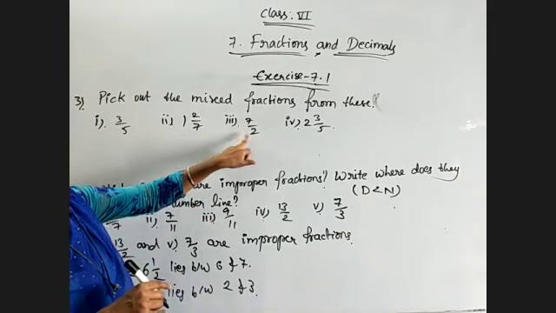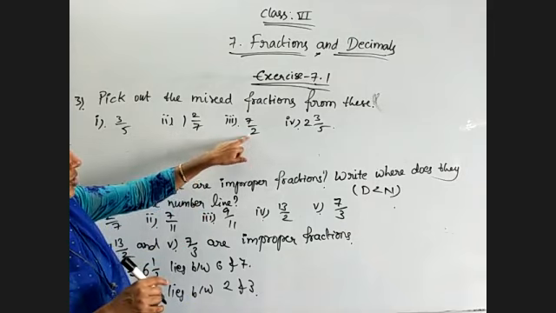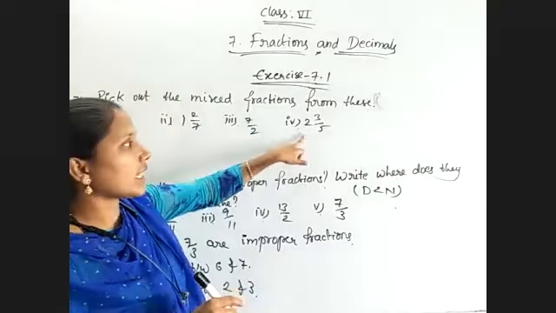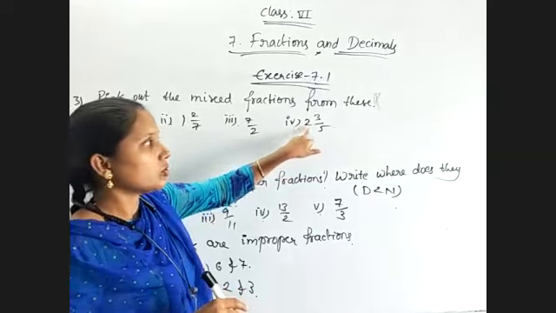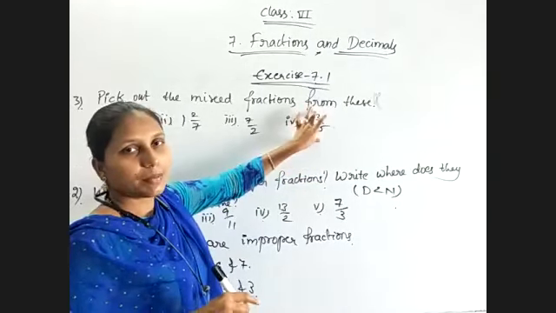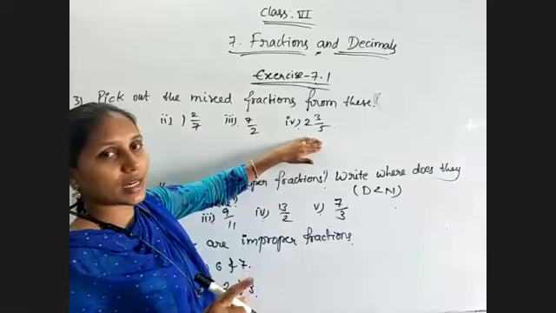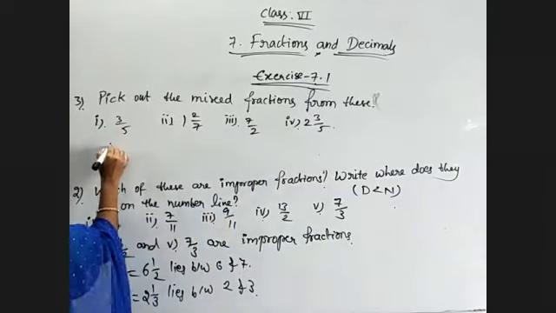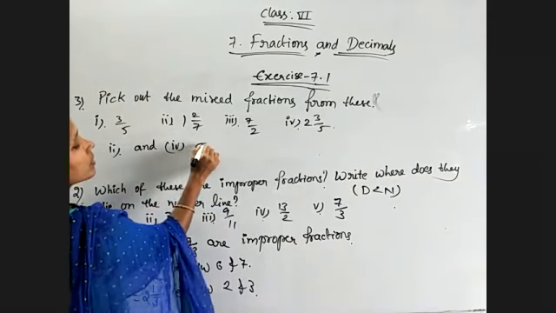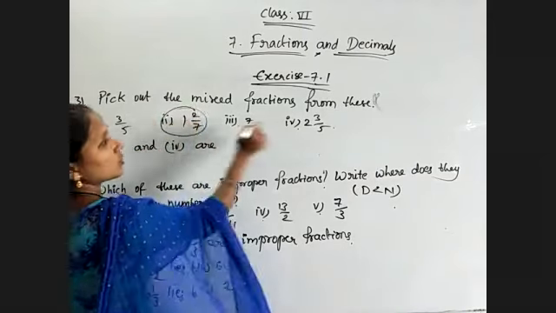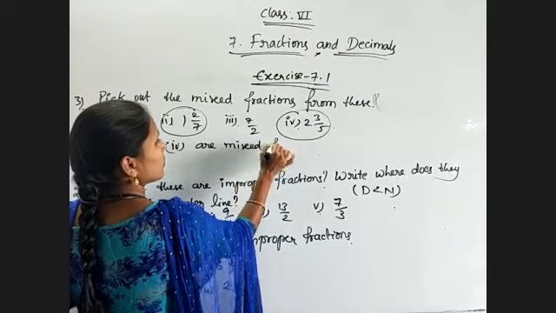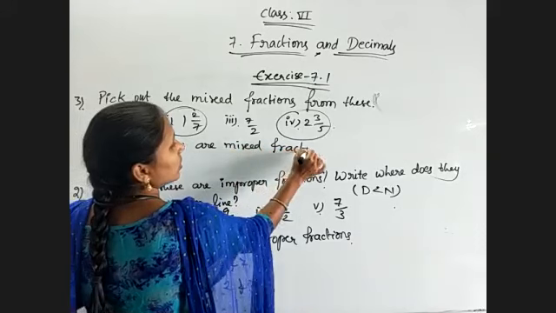7 by 2 is an improper fraction because the denominator is lesser. And coming to the fourth one, 2 3 by 5. 2 is a natural number, 3 by 5 is a proper fraction. So it is a mixed fraction. Here the second one and fourth one are mixed fractions. These two. That's all.